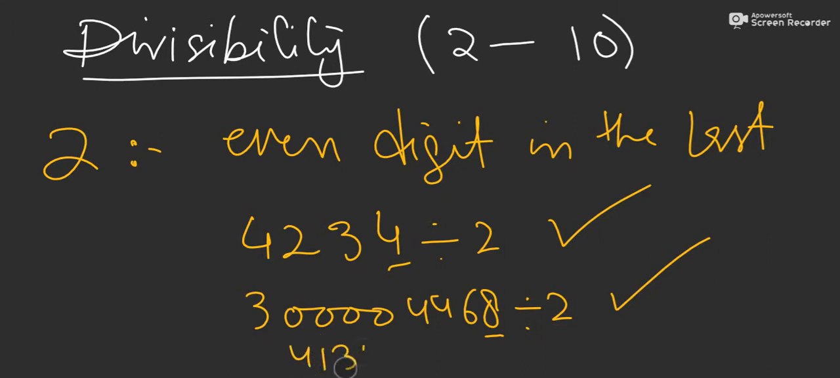4134415. Can this be divided by 2? No, because there is a 5 in the last. Okay, so if there is an even digit in the last place, in the ones place, it can be divided by 2. The whole biggest number can be divided by 2. Now we are moving to the divisibility rule of 3.